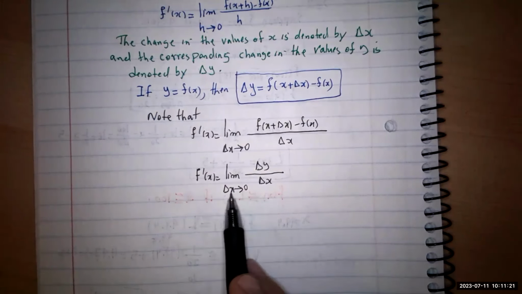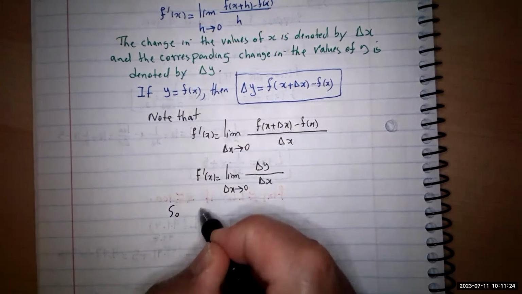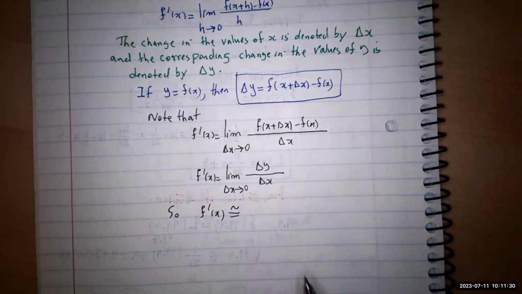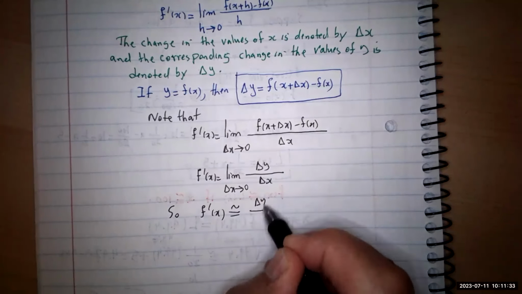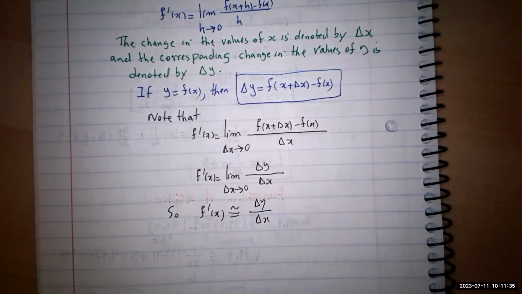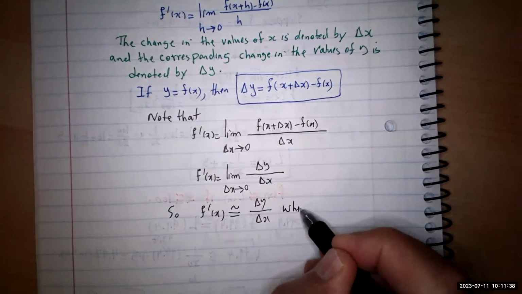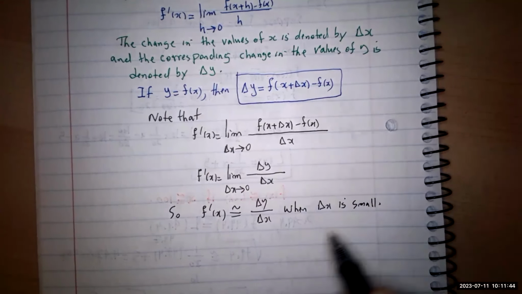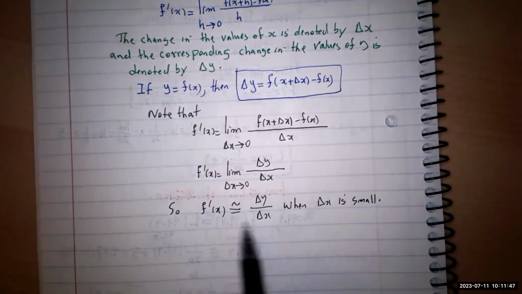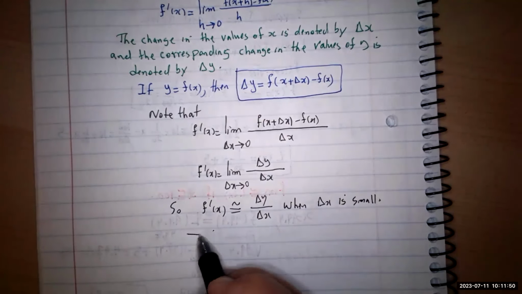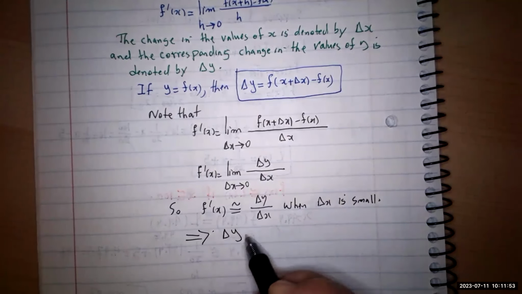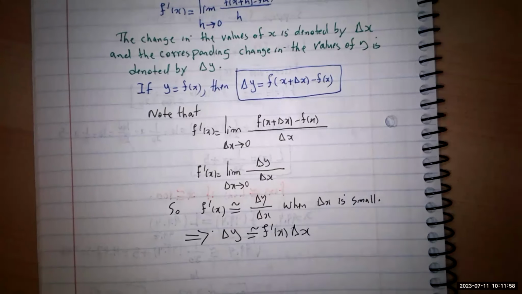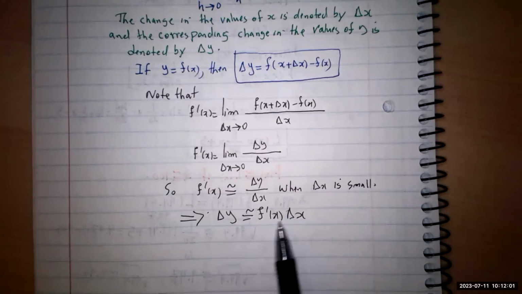So this simply means you can estimate f prime of x by the slope of a secant line, which is delta y over delta x, when of course delta x is going to be small. Now, if you cross multiply this one, this means delta y in this case is going to be almost like f prime of x times delta x. So this is change in y, this is change in x.